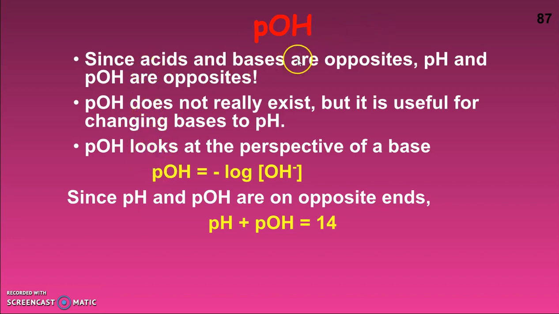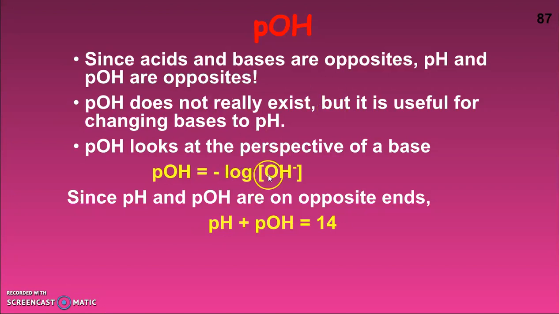So what the heck is pOH? Well, since acids and bases are opposites, pH and pOH are opposites. pOH really doesn't exist, but it's useful when you start talking about bases. In terms of a base, you don't really want to start talking about how much hydrogen it has, because bases don't have very much. So we like to think about bases in terms of hydroxide. So pOH just does the same thing that pH does. You're just looking at it from the perspective of the hydroxide concentration instead of the hydrogen concentration.